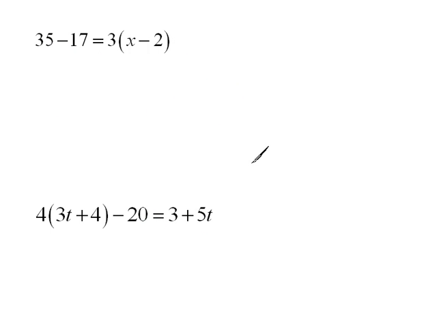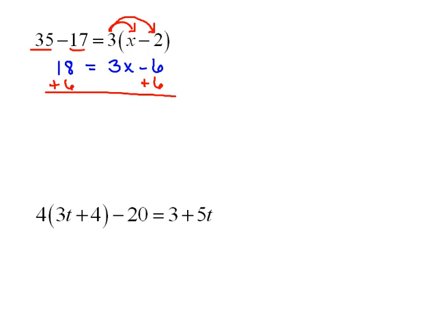In our next problem, do we see that we have a distribution here? We should recognize that right away. And also we have just plain numbers on the left-hand side that need to be put together. So when we do that, 35 minus 17 is 18, and 3 times x is 3x. 3 times negative 2 is negative 6. Now we need to get rid of the negative 6 by adding 6 to both sides. When we do that, now we have 18 and 6 is 24 equals 3x.